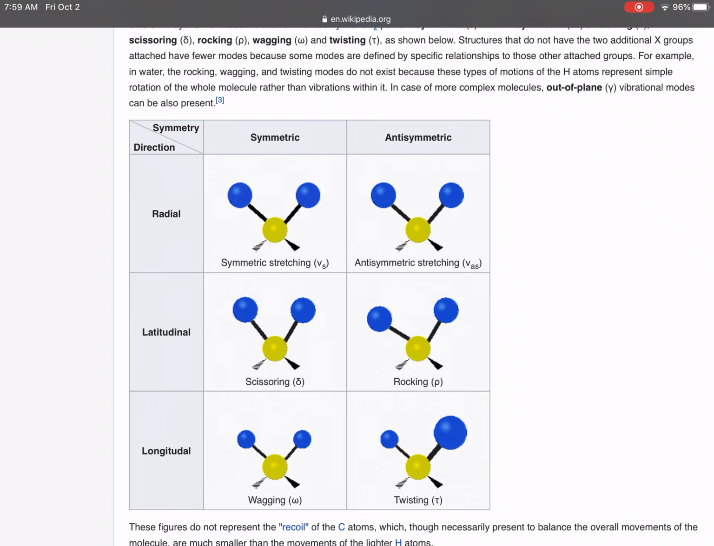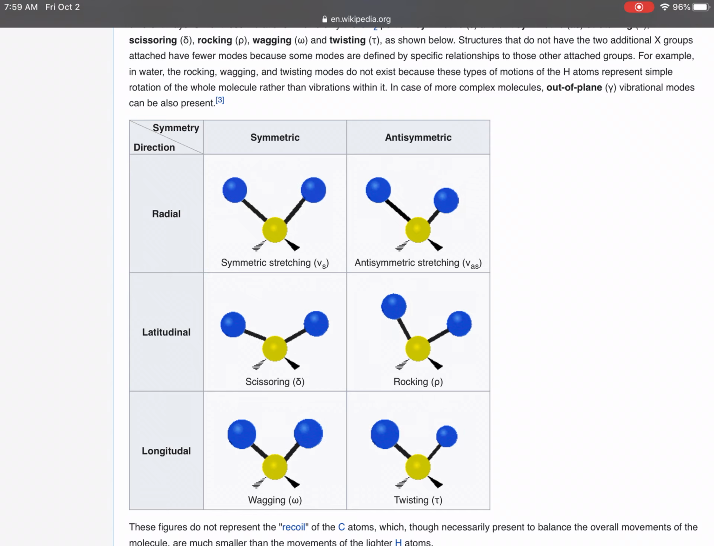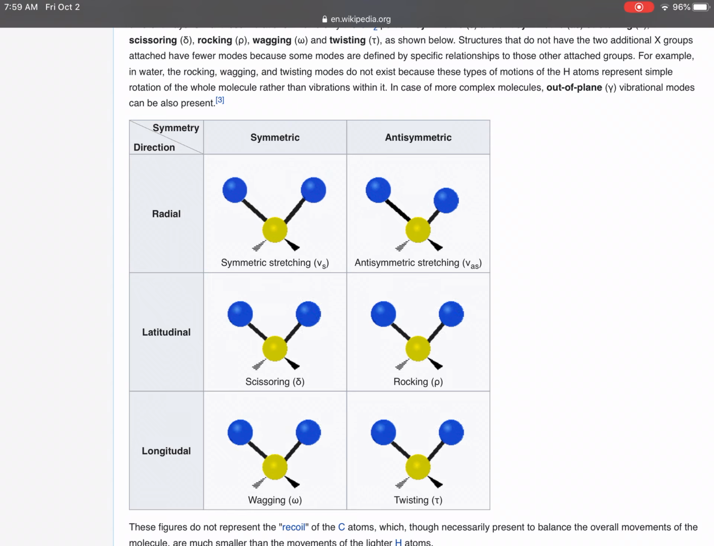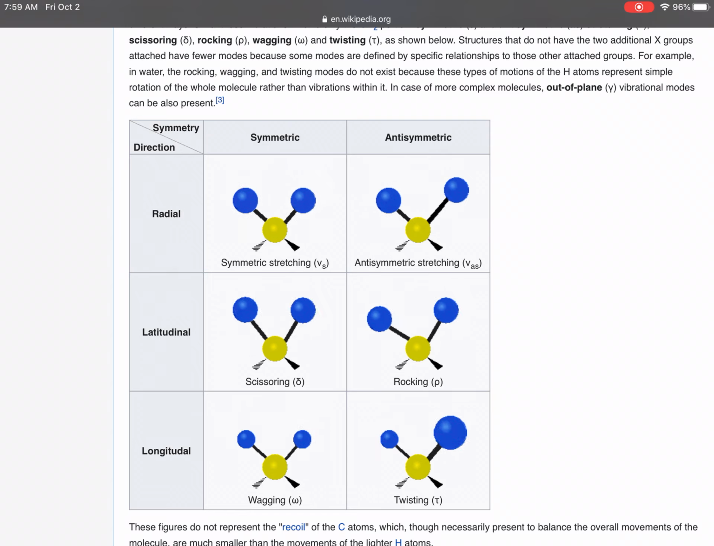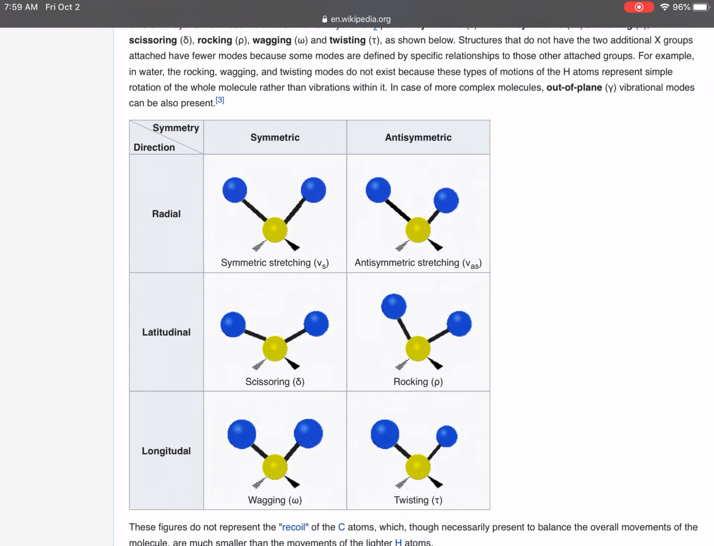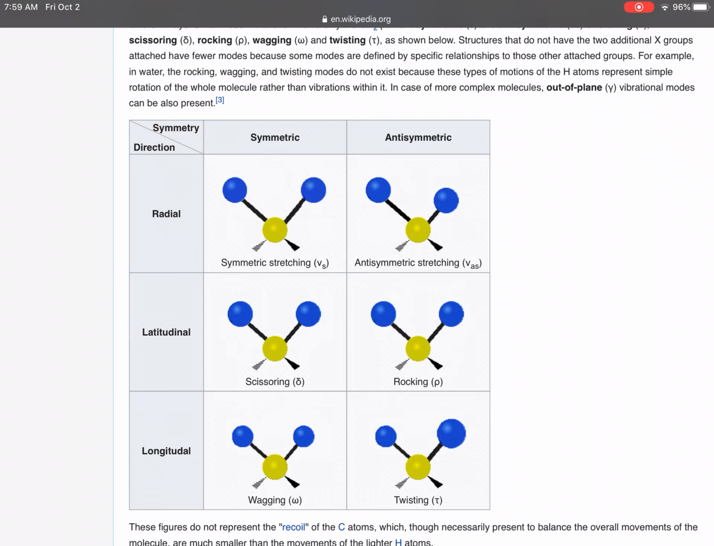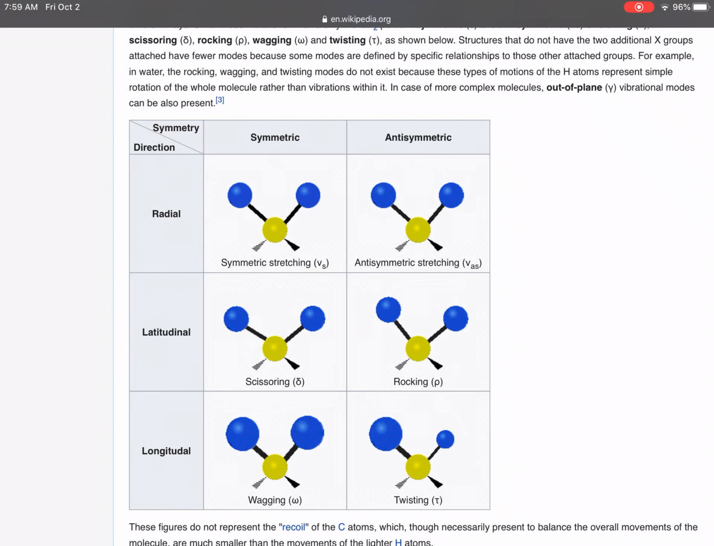Scissoring, it's kind of like the same type of motion you're using when you do jumping jacks. Rocking back and forth. Let's say you're at a concert and they play a power ballad or something. I may be dating myself there. Wagging like a dog's tail, twisting. And there's actually a few others as well, but this is a good general representation.